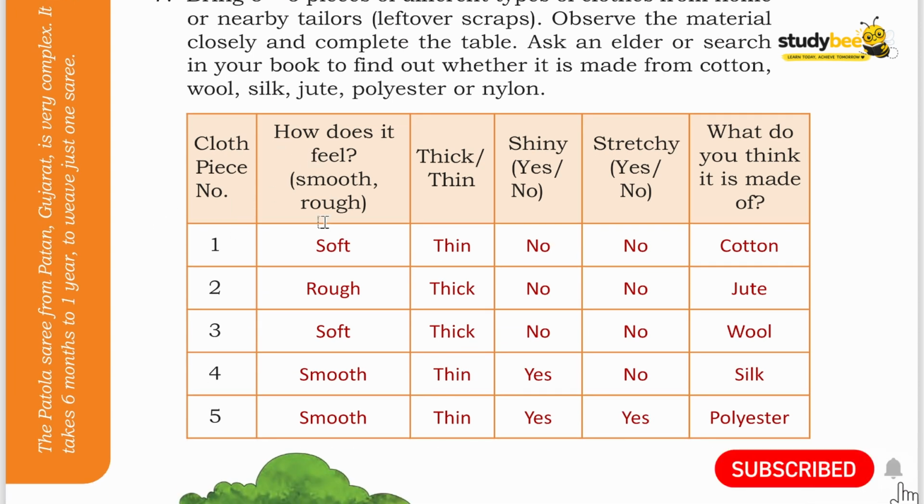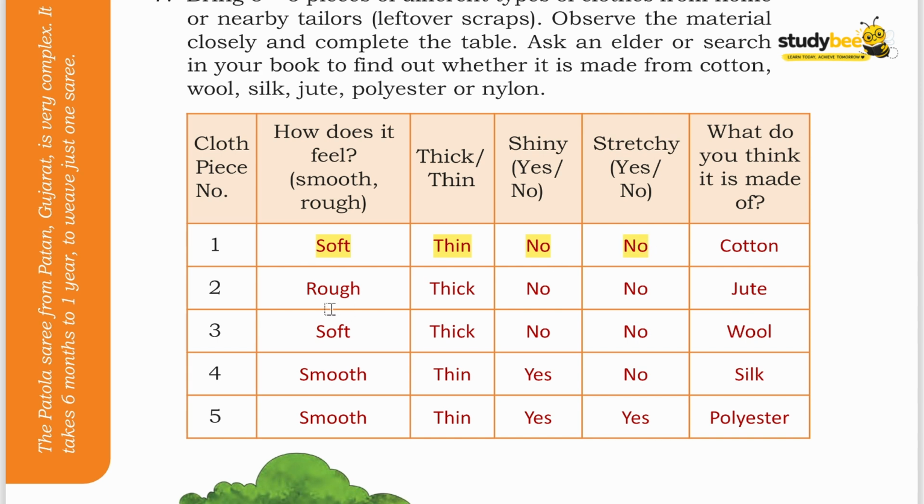So the first type of cloth. Touch it. Does it feel smooth or rough? Okay. Then is it thick or thin? Does it have a shine or not? Is it stretchy or not? So what do you think it is made of? So if it is cotton, cotton is soft, it is thin. That's why we wear it in summer. It does not have shine. Okay. And stretchy, no, it does not stretch.